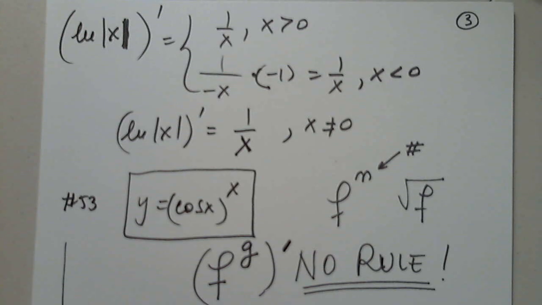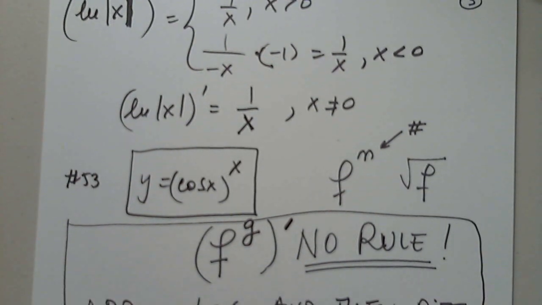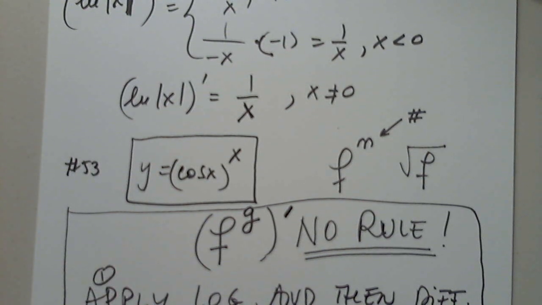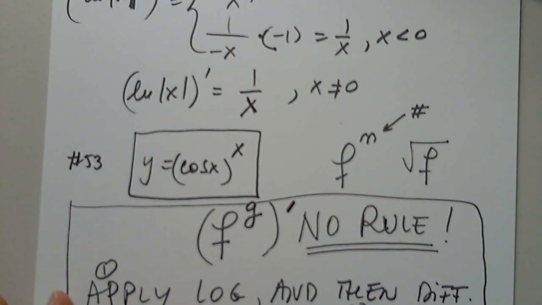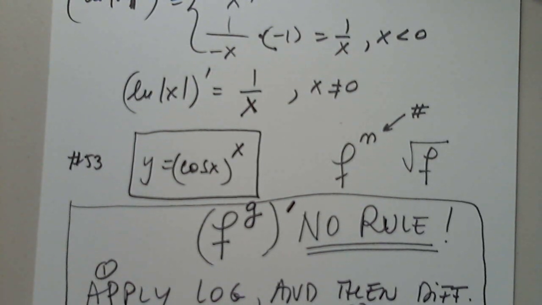So when I say no rule, I mean there is no specific differentiation rule. If you want to say there is a rule, we have to apply log first and then step 2, differentiate. So this is called logarithmic differentiation, and of course we're going to differentiate implicitly. It's a combination of two things. First we're applying log, and then we're applying implicit differentiation. And this is called logarithmic differentiation.